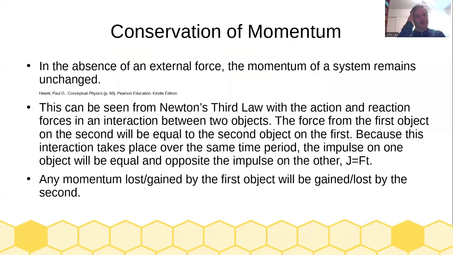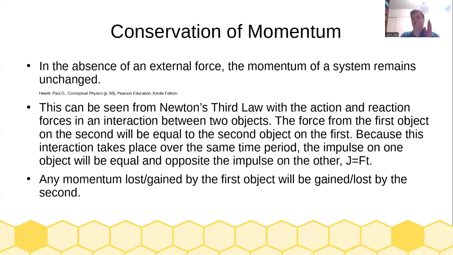This can be seen from Newton's third law with the action and reaction forces in an interaction between two objects. The force from the first object on the second will be equal to the force from the second object on the first. Because this interaction takes place over the same time period, the impulse on one object will be equal and opposite the impulse of the other, because impulse is the change in momentum, which is force times delta t.